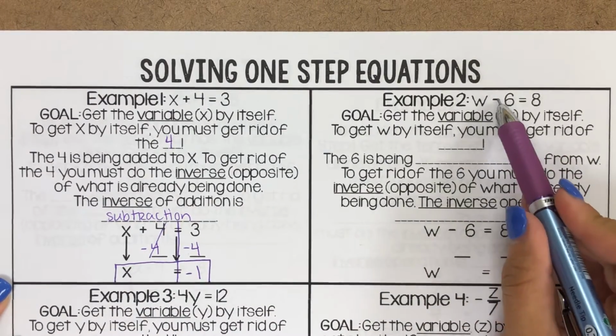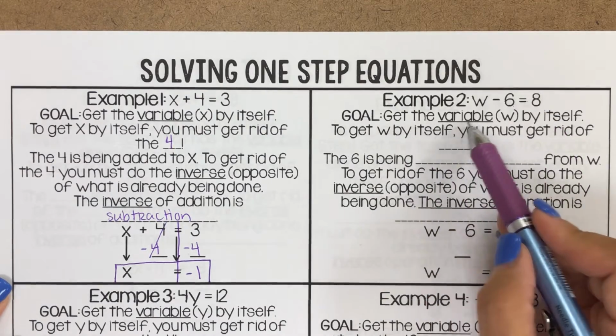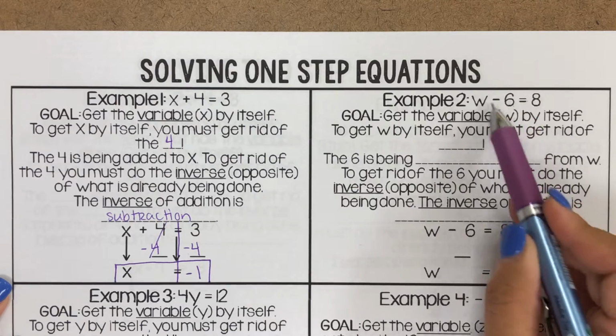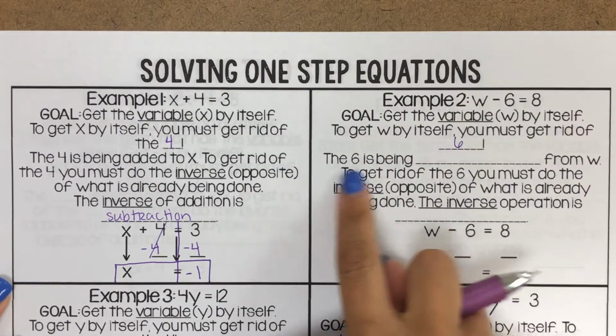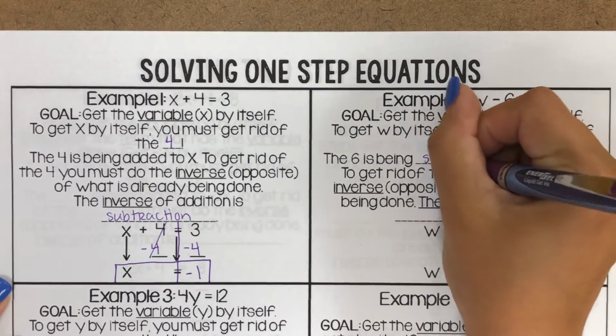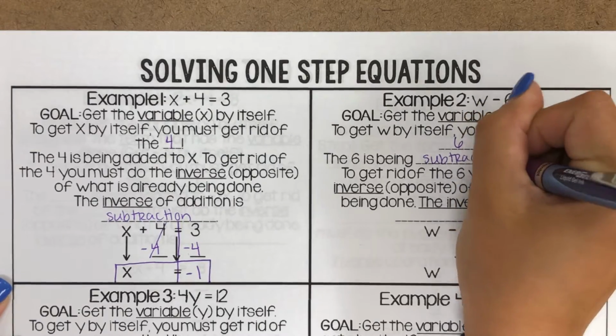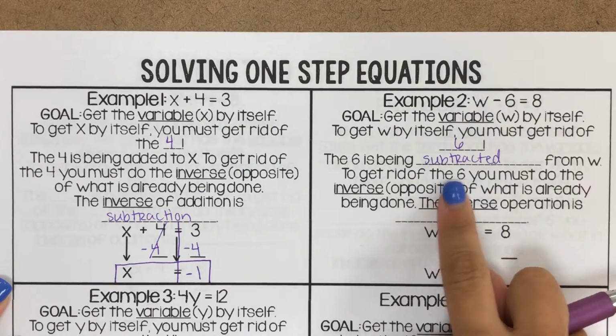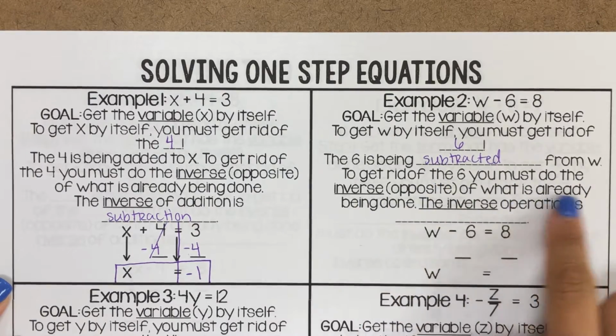Next example, we have w minus 6 equals 8. So the goal again is to get the variable w by itself. To get w by itself, we have to get rid of this 6. The 6 is being subtracted from the w. To get rid of the 6, we have to do the inverse or opposite of what's already being done.